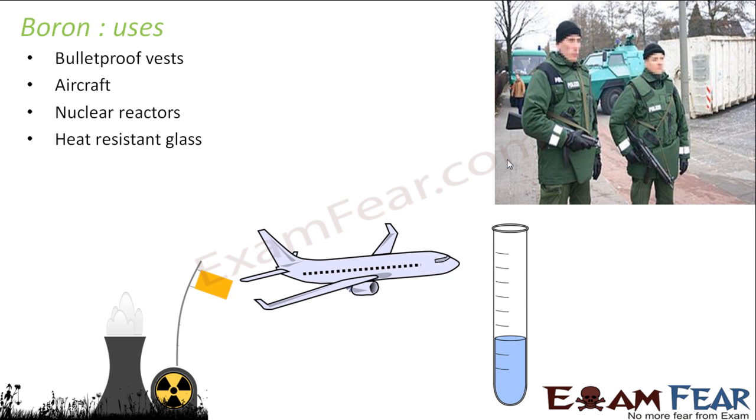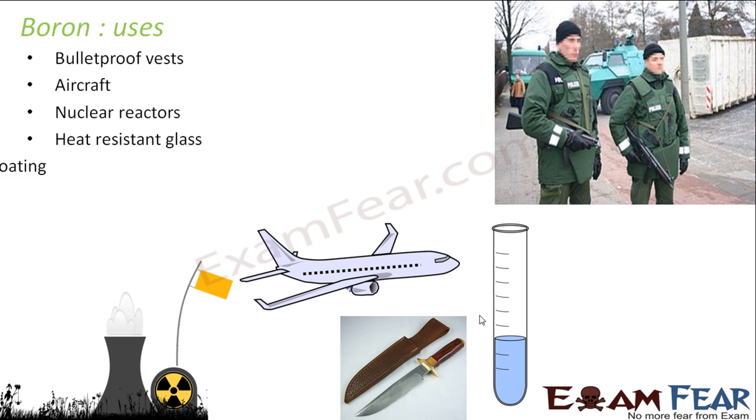It is used to create heat resistant glass. The glass which we use in labs, the test tubes and all, they are made from boron because they can resist heat. If you use the normal glass which you use in a house, it will crack. They are also used to create stain and scratch resistant coating. A lot of the utensils and items you see in the market have a very scratch resistant coating, and this is done using boron because boron is very hard.